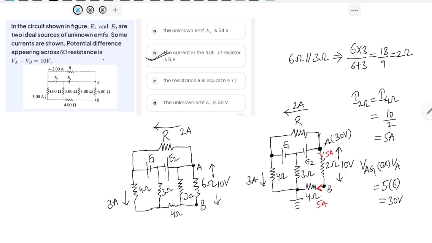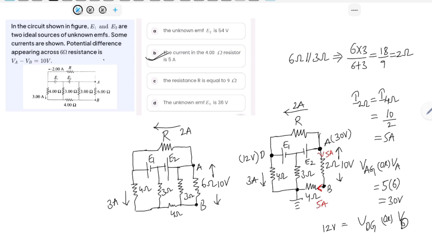Let me consider this as D. Okay. So what is the voltage at node D, which is VD? Now, what is this value? The current is 3 amperes multiplied with 4 ohms. Therefore, the voltage is 12 volts. Okay. So at this node, the voltage will be 12 volts.